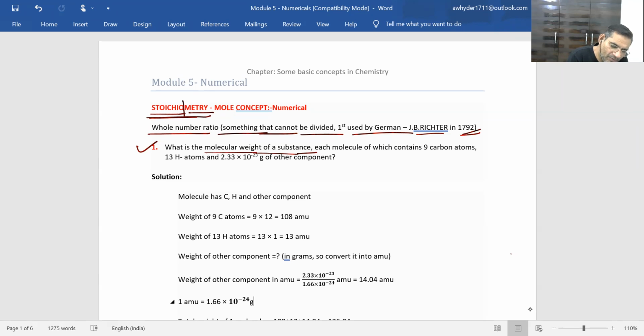See, what is the molecular weight of a substance, each molecule of which contains 9 carbon atoms, 13 H atoms, and 2.33 into 10 to the power minus 23 gram of another component?